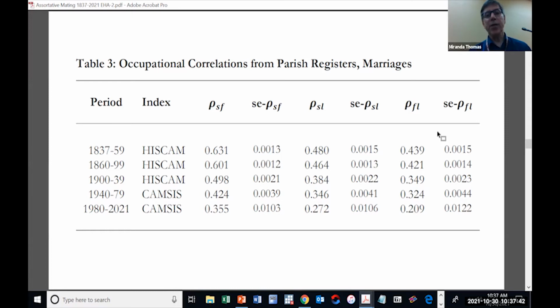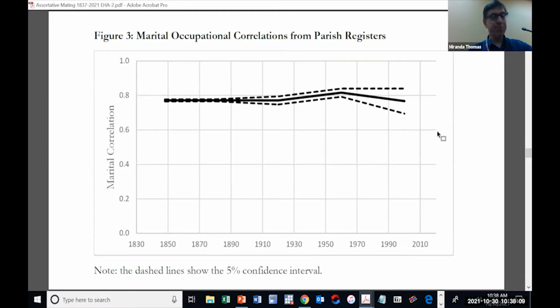And then you see the correlation of the son to the father-in-law. And you notice that that's always less than the son to the father. And that's consistent with, again, the matching between the bride and the groom. And that also is declining. And then you see the correlation of the father to the father-in-law. That's less than the correlation of the son to the father-in-law. Again, that's consistent with the type of matching that we identify.